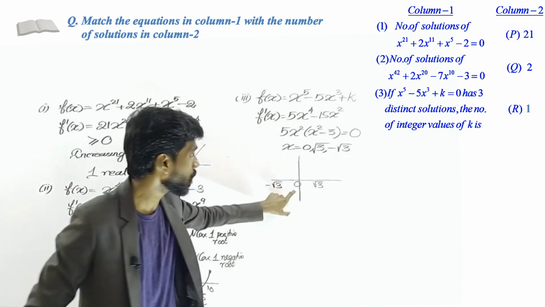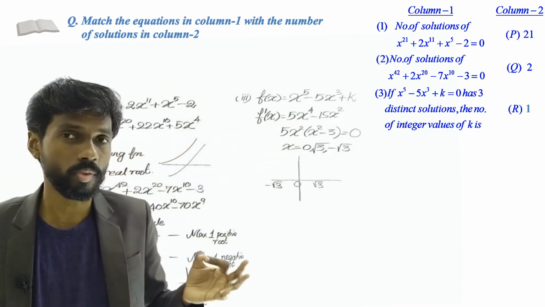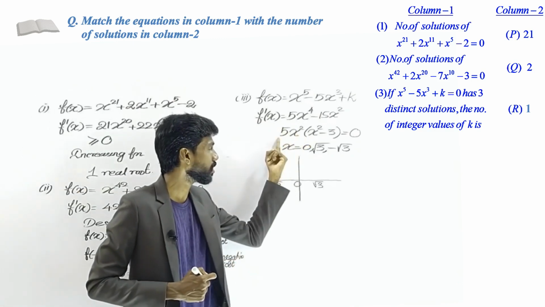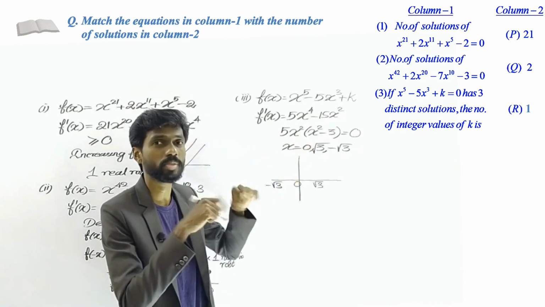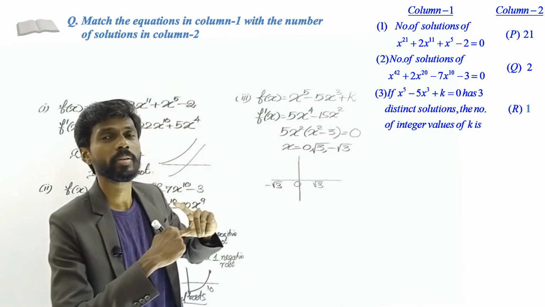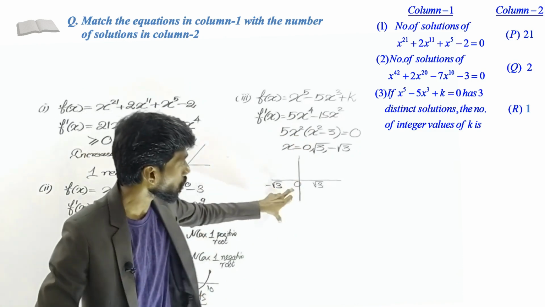That means at the point 0, it has a point of inflection. You understand? Because at 0, it does not change the sign. Less than 0, greater than 0, it has the same sign, because the square is anyway positive. So at 0, there is no sign change, and the second derivative is also 0 at that point.